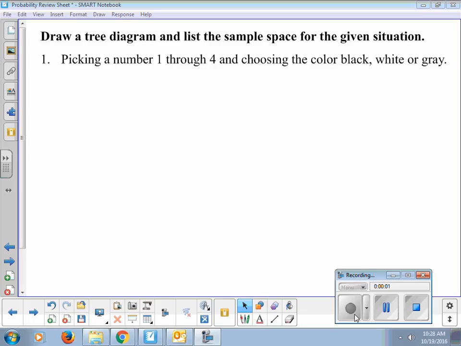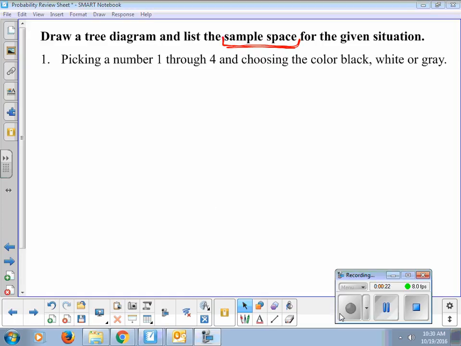Okay, for the first question, they want you to draw a tree diagram and list the sample space for the given situation. Sample space was one of our vocabulary words. That's where you're listing all of the possible outcomes. So, draw your tree diagram and list the sample space.